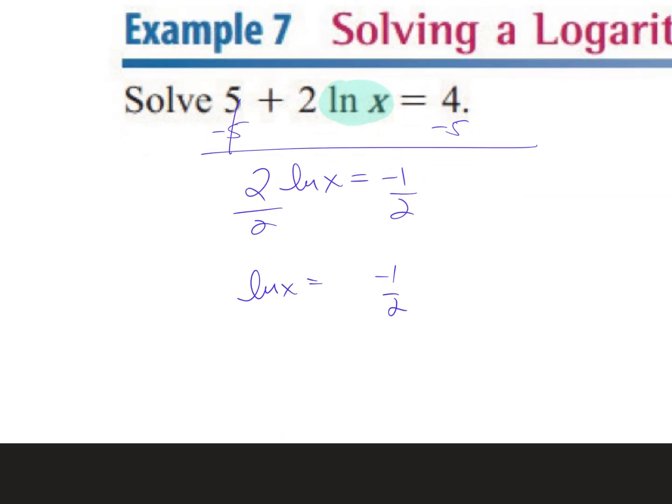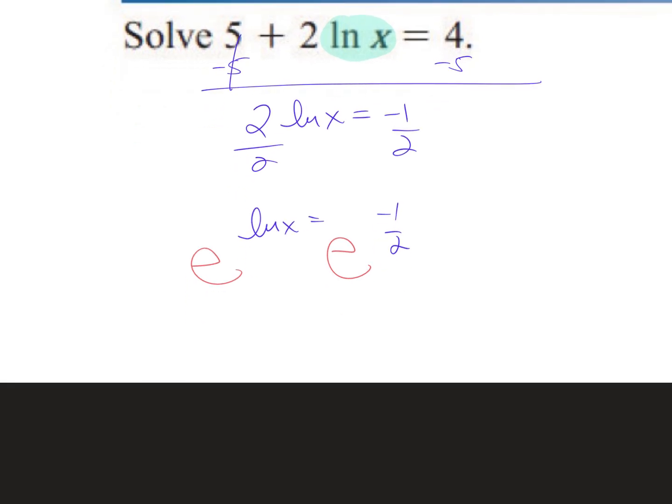No. The value of x cannot be negative. It's not that your answer can't be negative. It's the value of x. So now you guys just told me, what is the opposite of ln? E. So I put a big E over here, and then I do what? Big E over there. So E and ln do what? Cancel. So what is E to the negative 1/2?